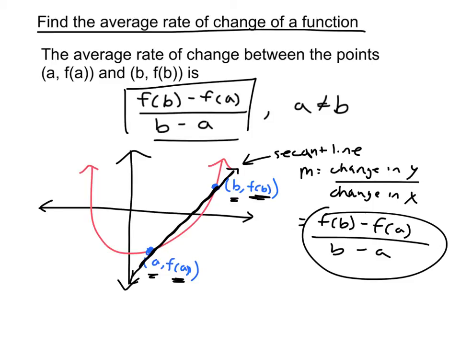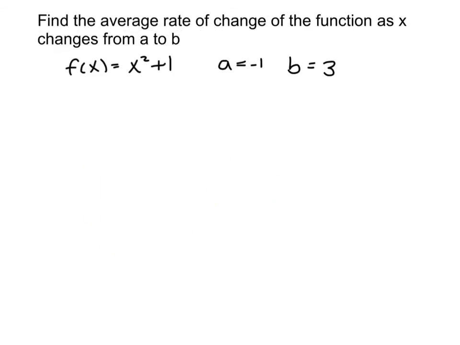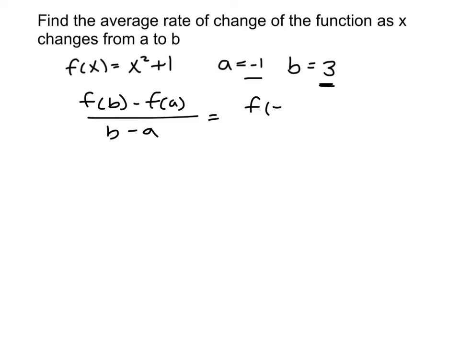Now let's go ahead and do an example where we're finding average rate of change. In this one, we're going to find the average rate of change between x equals -1 and x equals 3. Remember, this is the formula. Let's write it here: f(b) minus f(a) divided by b minus a. Here b is 3, so f(b) is f(3), minus f(a), divided by 3 minus -1.